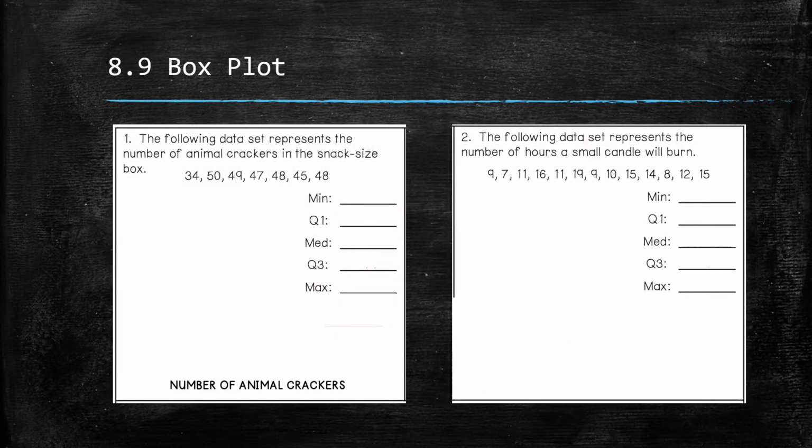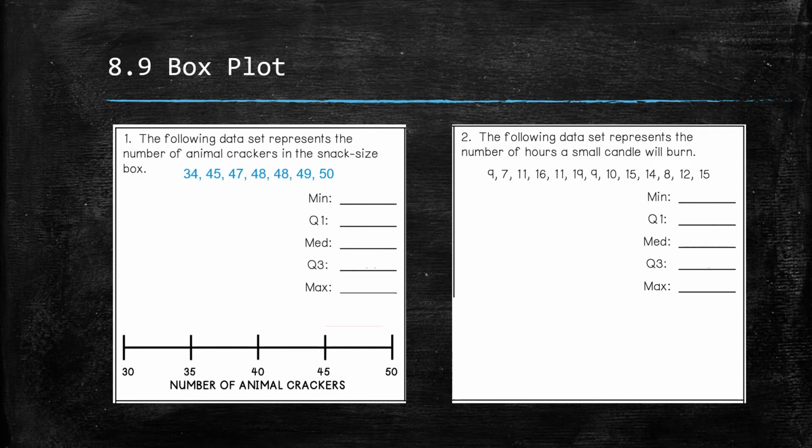All right, I'm going to show you how to draw a box and whisker plot, or a box plot. The following data set represents the number of animal crackers in a snack-sized box. You notice my numbers are not ordered from least to greatest, so I'm going to start by putting them in the correct order. I'm going to create my number line, and I'll start at 30 and end at 50 because that's within my data range, and I'll make them in intervals of 5, so I have 35, 40, and 45.